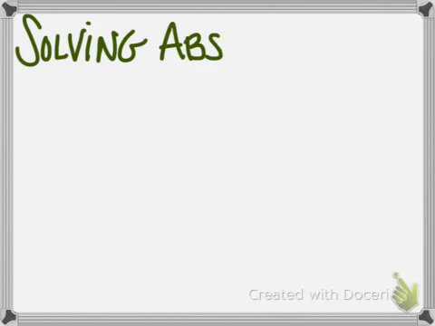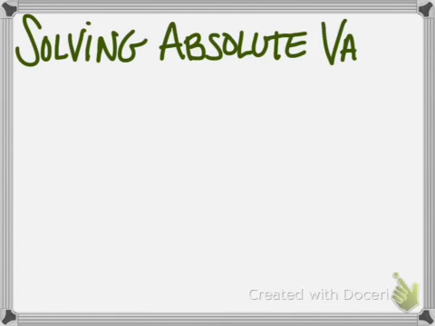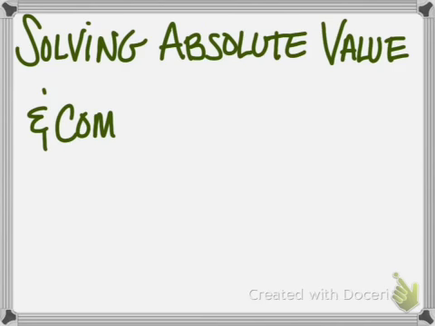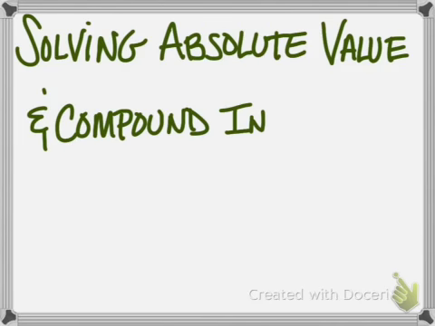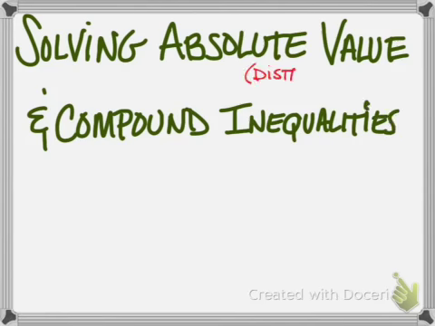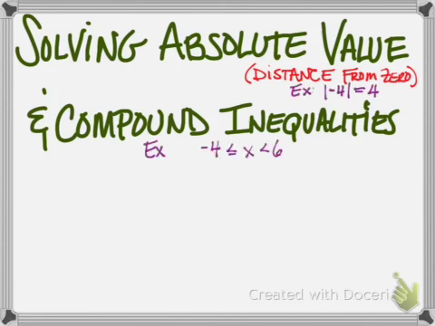Alright, we're going to look today at solving absolute value and inequalities, specifically compound inequalities. If you remember, absolute value is our distance from 0. For example, absolute value of -4 is 4. And a compound inequality is where we have two inequalities combining for one variable, one expression.